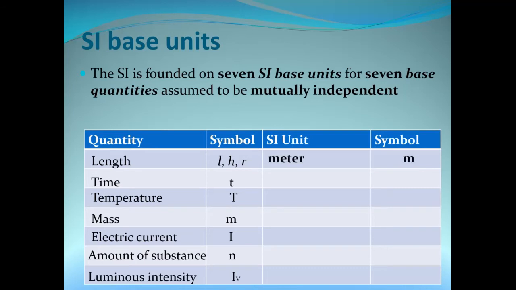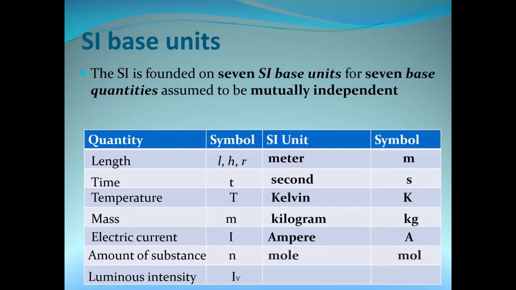Now the unit for length is meters. For time, seconds. For temperature, Kelvin. For mass, the SI unit is the kilogram. For current, it is the ampere. For amount of substance, it is the mole. And for luminous intensity, it is the candela. So those are the 7 SI base units.